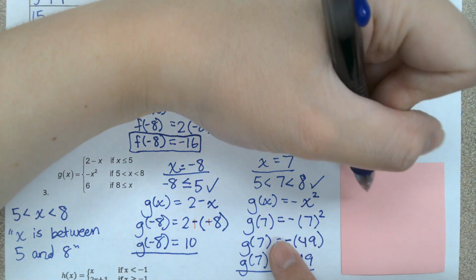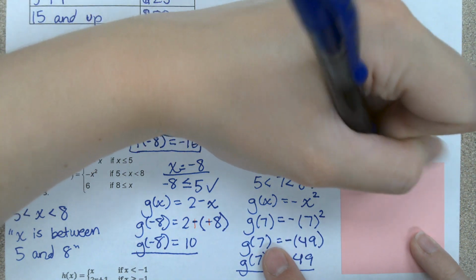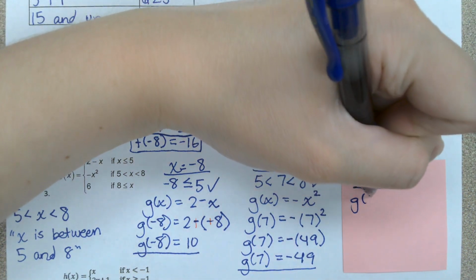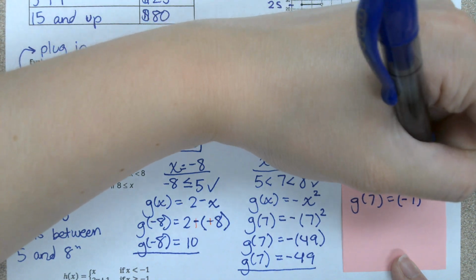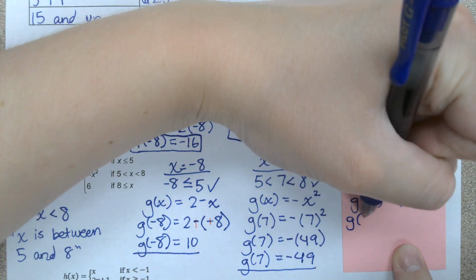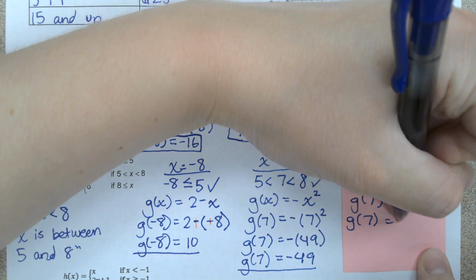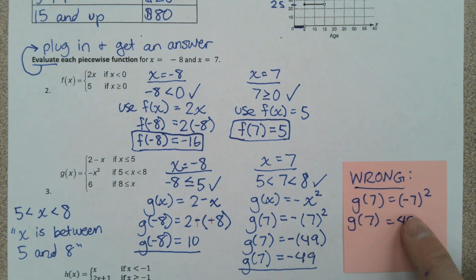If they plugged it in like this, this is wrong. If you plugged it in this way, g of 7 equals negative 7 squared, and you put the negative inside of the parentheses. Hopefully you remember a negative times a negative is still positive. So negative 7 squared comes out to be positive 49, which is different from what I actually got.